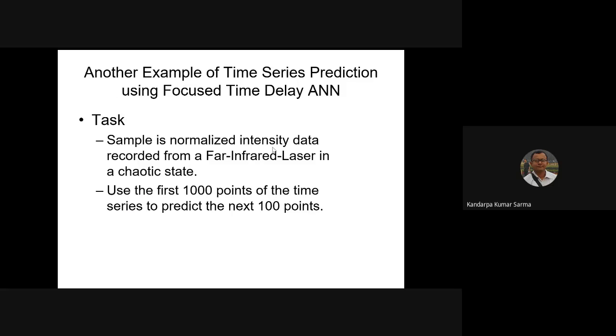Now we can find one more case where we see how a time series prediction can be done for a far IR laser in a chaotic state. We will use the first 1,000 points in the time series to predict the next 100 points. So this is one more such case where we can use the time delay feed forward structure for generating a time series prediction.